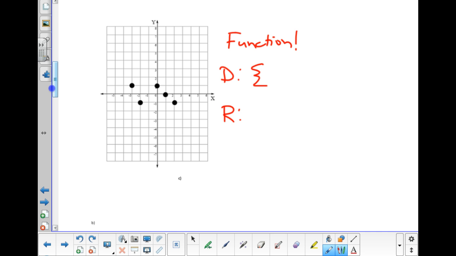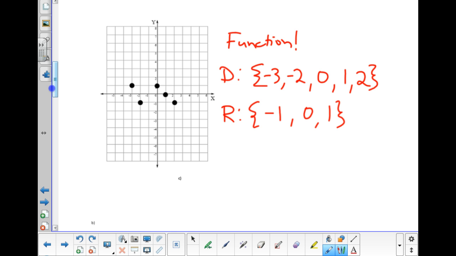I'm looking at my domain, going from left to right, as being the x values would be -3, -2, 0, 1, and 2. My individual y values, starting from the bottom, would be -1, 0, and 1. Notice that we had some repeats for my y values. Again, I don't care about that when determining whether it's a function, and moreover, I don't need to list those values that are repeated out more than once. Okay, let's do it again.